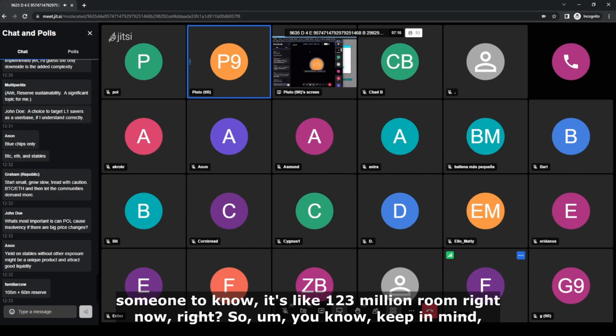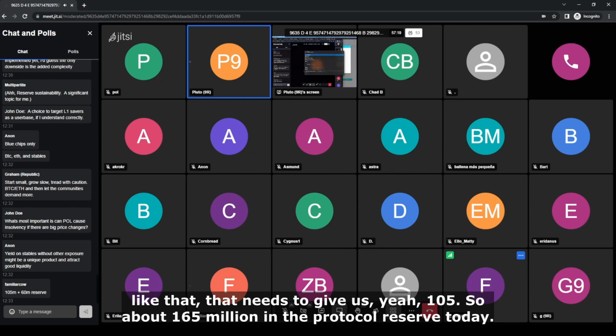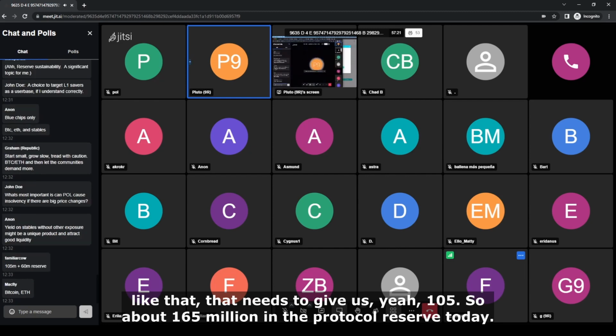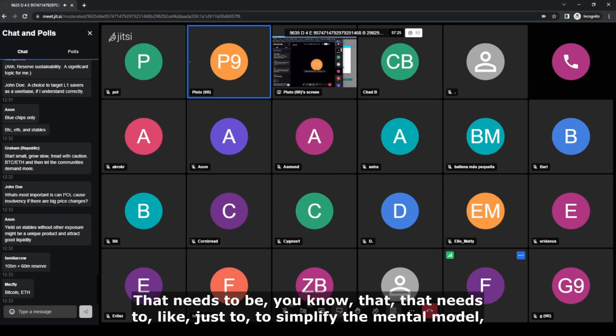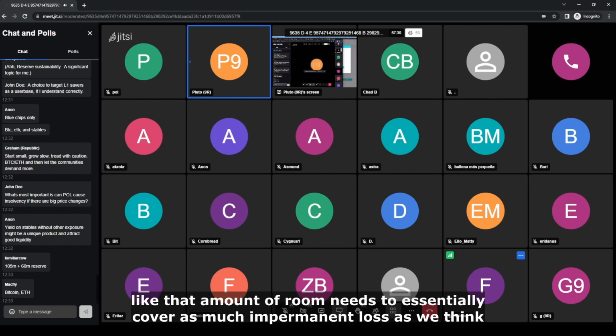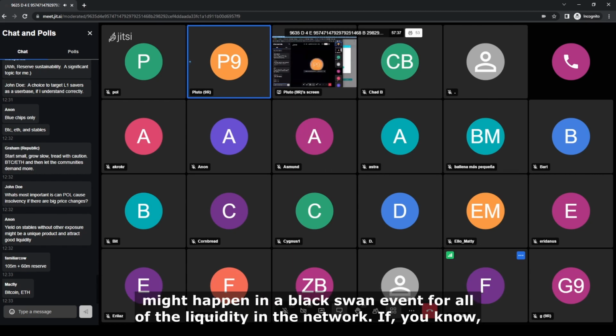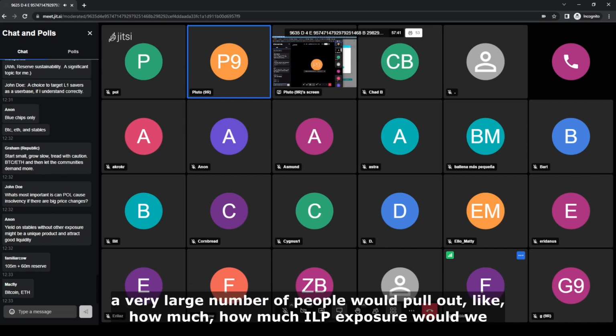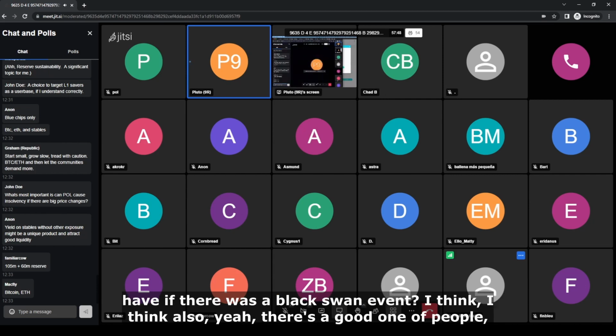So keep in mind, that needs to give us 105, so about 165 million in the protocol reserve today. Just to simplify the mental model, that amount of RUNE needs to essentially cover as much impermanent loss as we think might happen in a black swan event for all of the liquidity in the network. If a very large number of people were to pull out, how much ILP exposure would we have if there was a black swan event?